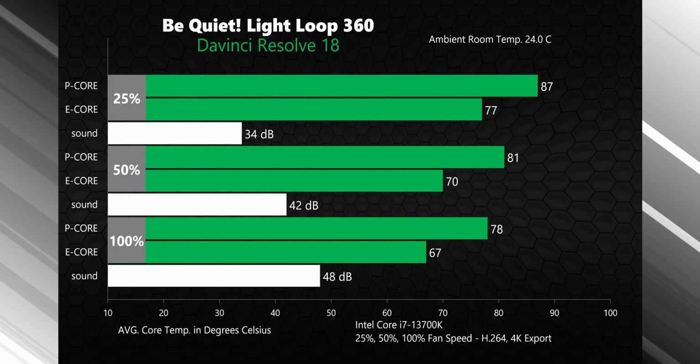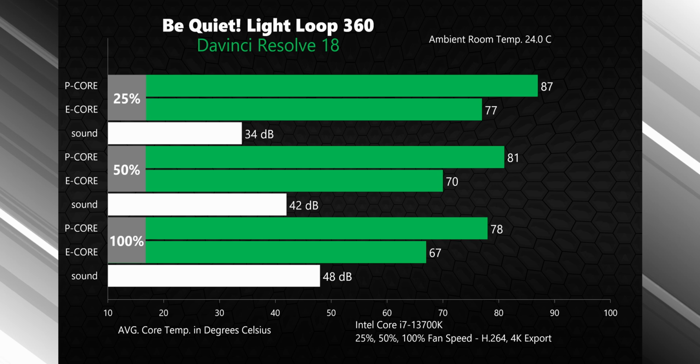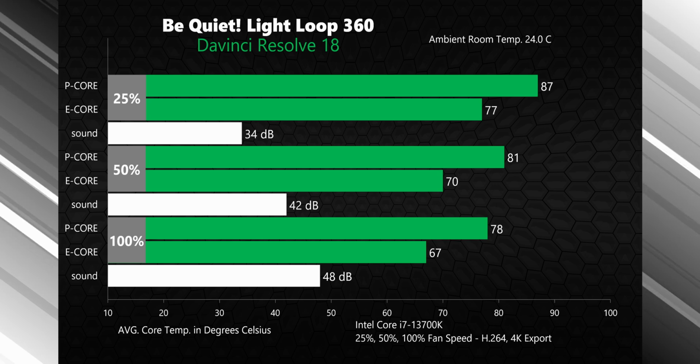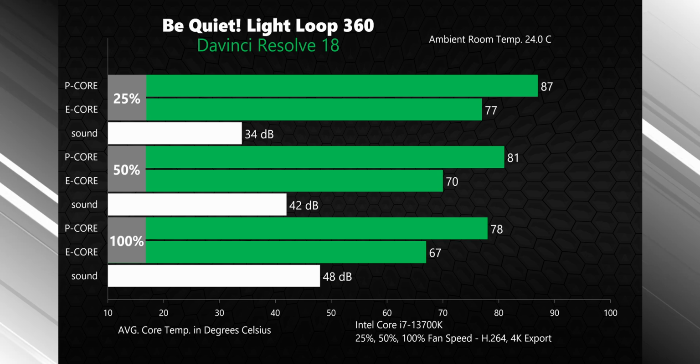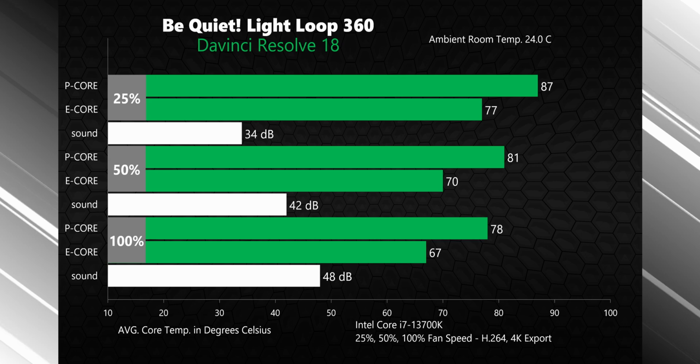This test involves exporting a 5-minute 4K video in DaVinci Resolve to see the cooling performance under productivity workloads. Results look similar to the last test. Temperatures are looking good, never triggering any thermal throttling, and the system stays relatively quiet until the fans get up towards their top speed.